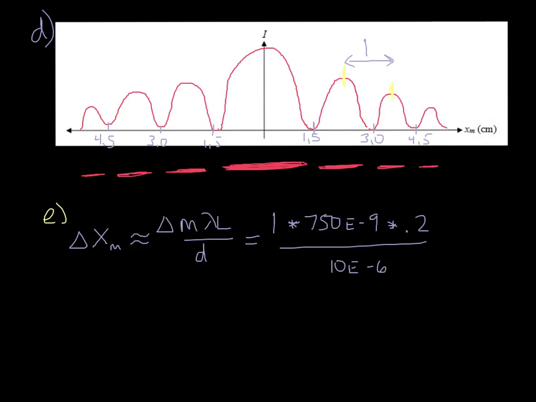Notice that this is the exact same equation you did in part C when you got an answer of 0.015 meters, which is 1.5 centimeters. So in other words, this distance from this bright spot to this bright spot exactly matches the distance from the center to the edge of that central maximum.